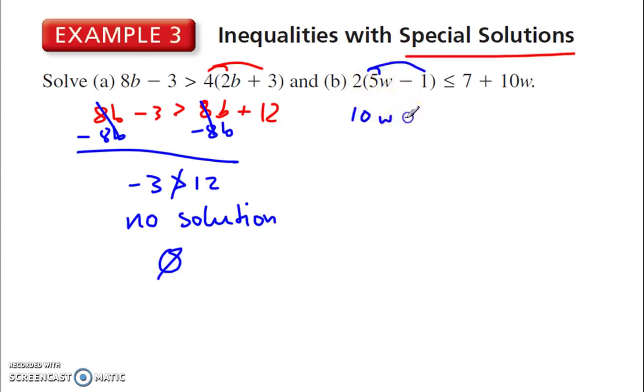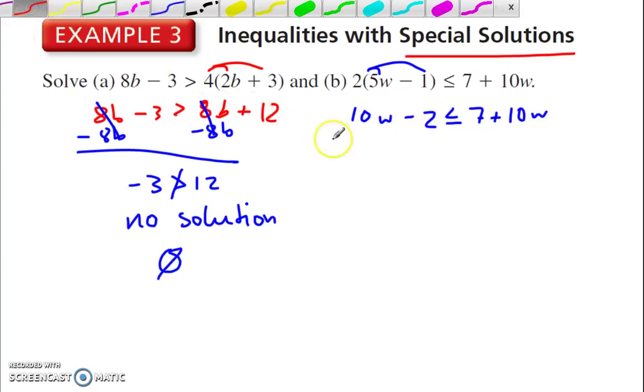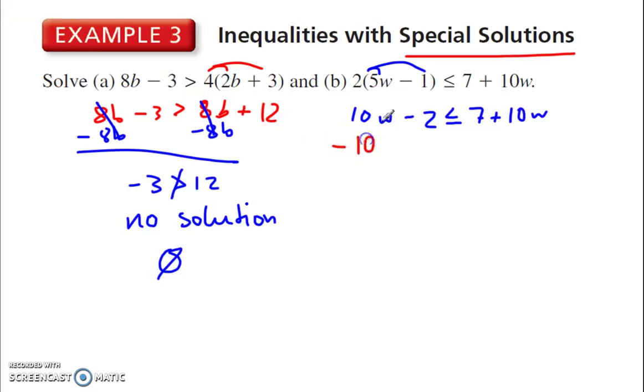All right. 10w, distributive property, minus 2 is less than or equal to 7 plus 10w. All right, now we're going to cancel out the variable. Anytime you have a variable on each side, cancel one of them out. So I'm going to cancel out the 10w. Over here, subtract 10w. Once again, that cancels both of them out. Now I have negative 2 is less than or equal to 7.